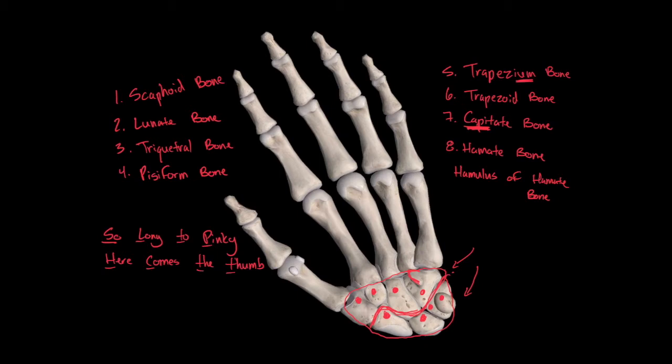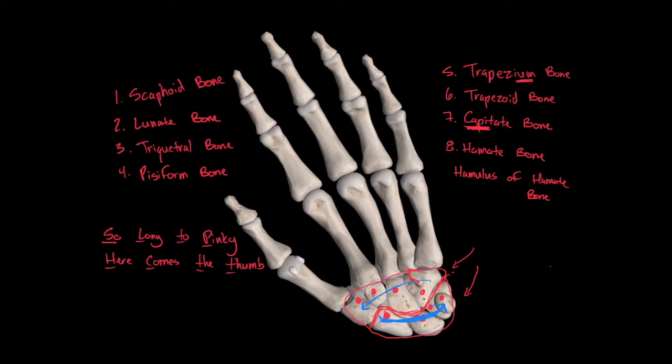Now, if you take the first letter of each word, that represents a carpal bone. So if you follow this trail that I'm going to draw right here, we're going to go from lateral to medial. Why do I do that? Because so long to pinky is the furthest way to get to the pinky, or to the area where the pinky is on the medial aspect. So long to pinky, which is from the scaphoid bone all the way to the pisiform bone. And then it says, here comes the thumb. And then you work your way back to the lateral side towards the thumb.